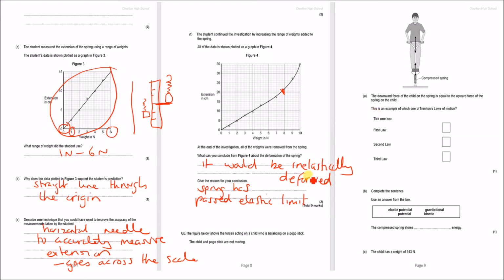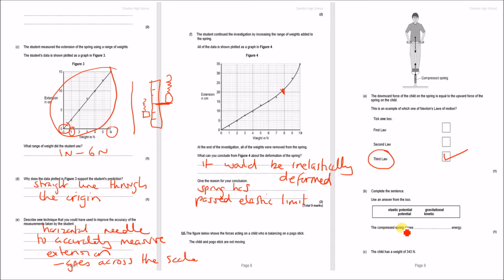Okay, the next question is about a pogo stick. So the child and pogo stick are not moving. The downward force of the child on the spring is equal to the upward force of the spring on the child. So what type of law is this referring to? Well, this is an example of Newton's third law because this is an equal and opposite force, so we will tick that one.